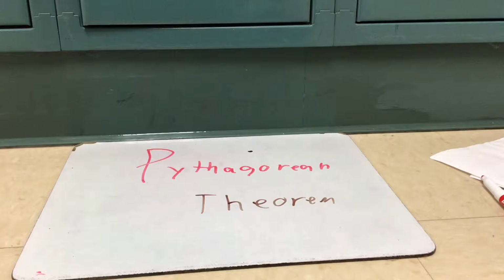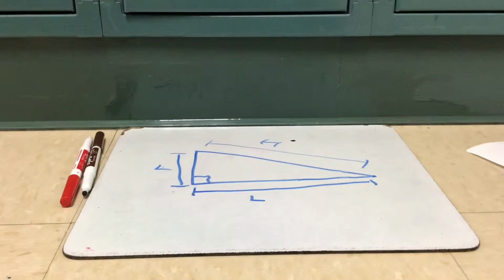Today we'll be learning about the Pythagorean Theorem. The Pythagorean Theorem is used to help find the lengths of the legs and hypotenuses of a triangle. I will explain what those are in a bit. So the Pythagorean Theorem only works on right triangles.